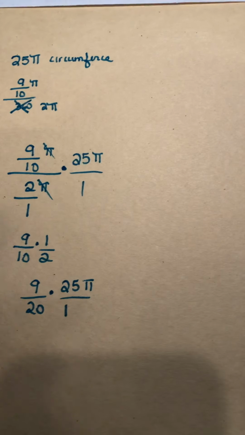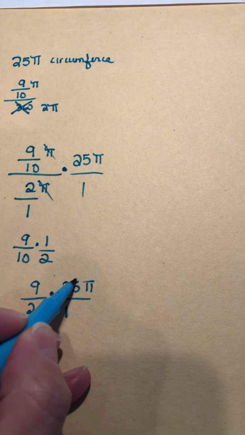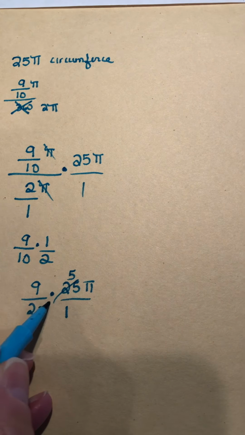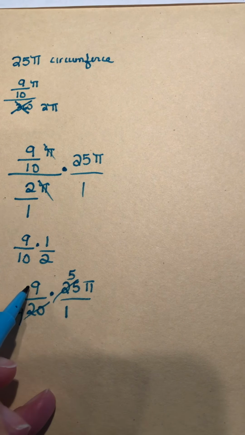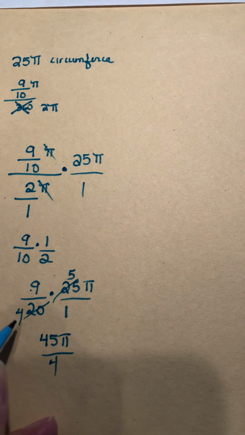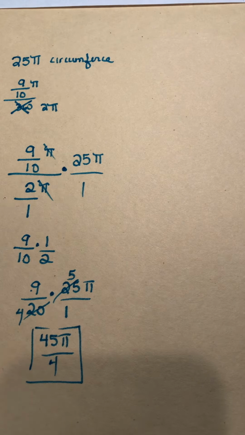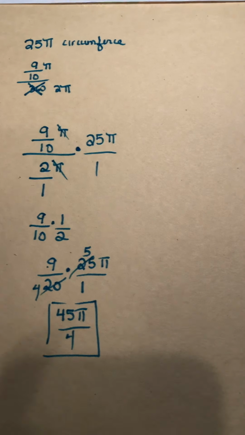Okay, now if I just simplify, I can cross simplify. I can divide 5 into 25 and that gives me a 5. 5 into 20 gives me a 4. And if I multiply across, this is how I'm getting my 45 pi over 4, which is, I believe, the correct answer to this question. So you are completely on the right track.